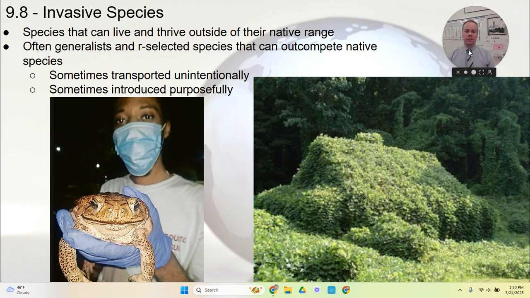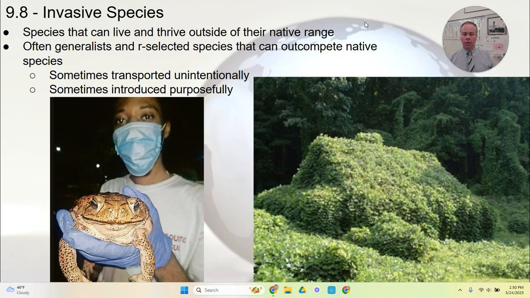Sometimes these invasive species are purposely transported into a new ecosystem. Other times it's unintentional, but the end result is the same, that these species pose a problem for native species. In this slide, what you see are two examples of invasive species. This is a cane toad.